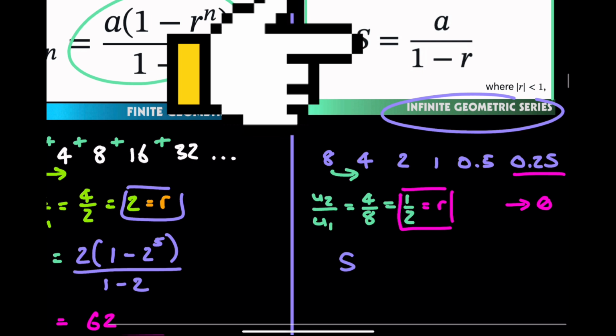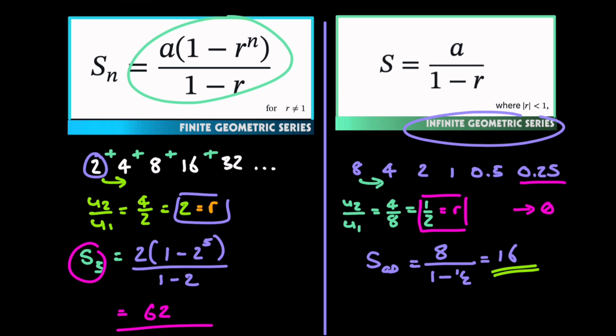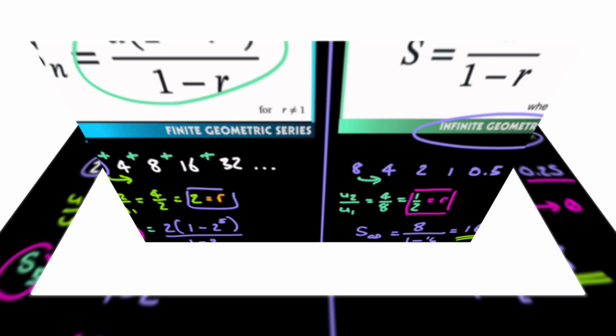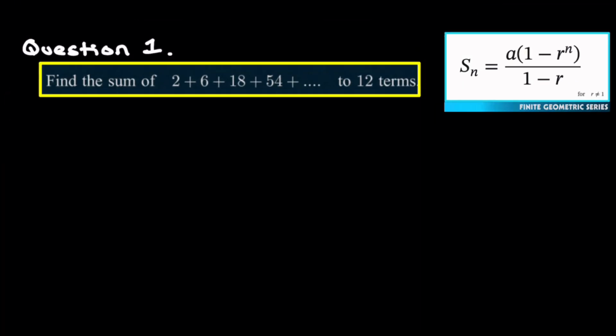So we're going to say the sum to infinity of this geometric sequence would be the first term, which is 8, over 1 minus R, which is a half. So it'd be 8 over a half, therefore we're going to get 16. So this series would converge all the way to 16, and that would be the sum of that particular geometric sequence. Okay, question 1. Find the sum of the following to 12 terms.